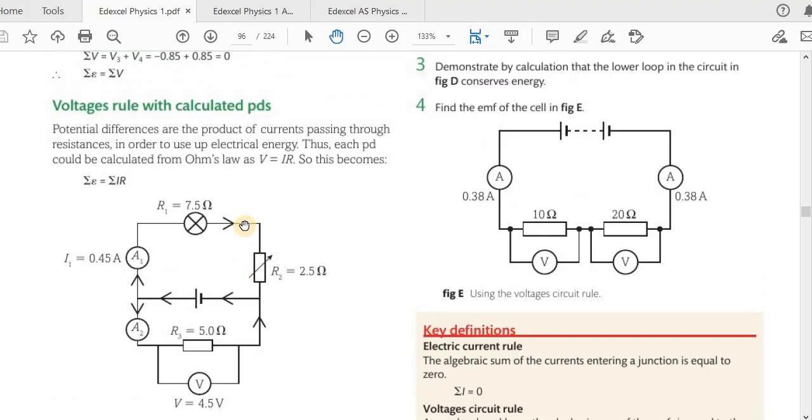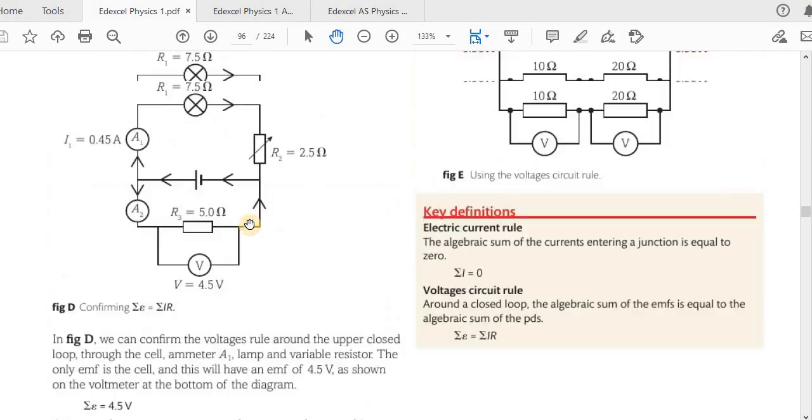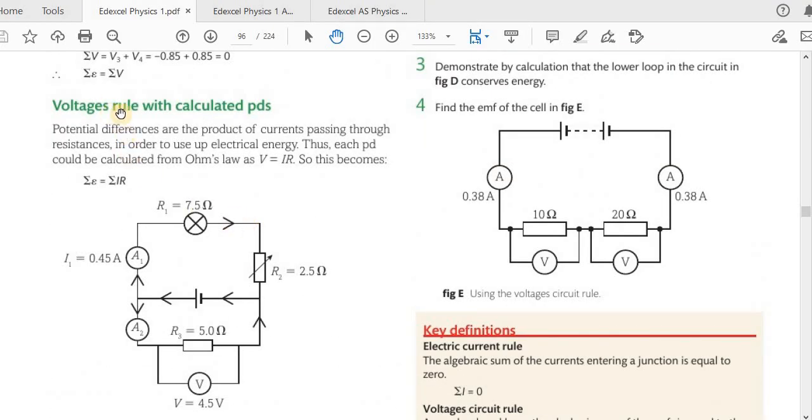Then there are more calculations. Now you can see over here, voltage rule with calculated potential differences. So this is Kirchhoff's second law. The sum of EMFs is equal to the sum of potential differences. Now instead of writing V, they write IR. Okay, now we can check this one.